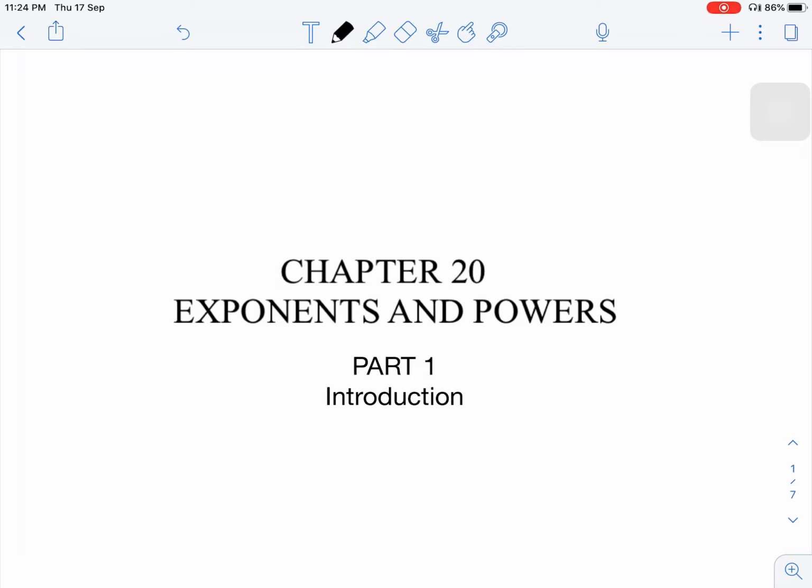Hello students. Today we are going to start our next chapter of class 8, that is Exponents and Powers, chapter number 20, Exponents and Powers. In this period we are going to learn about part 1, that is Introduction to Exponents and Powers.